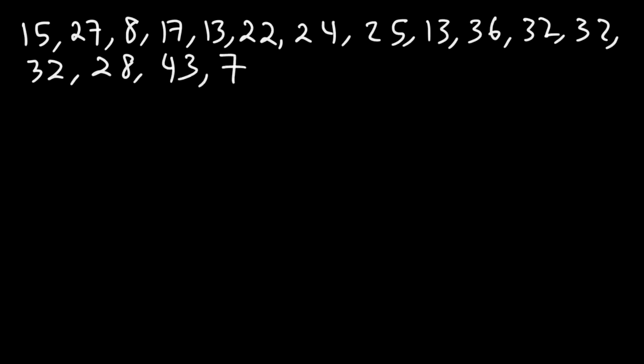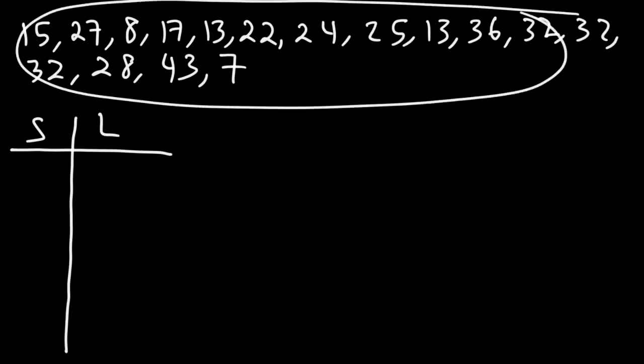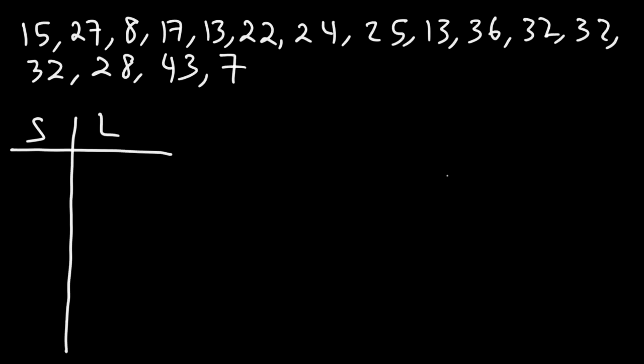So how can we make a stem and leaf plot using those numbers? Now, we need to make basically a 2-column table. I'm going to write S for stem and L for leaf. Now what I'm going to do is group the numbers that I have in my list in ascending order, but by tens.